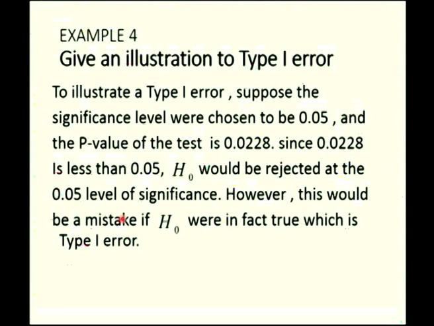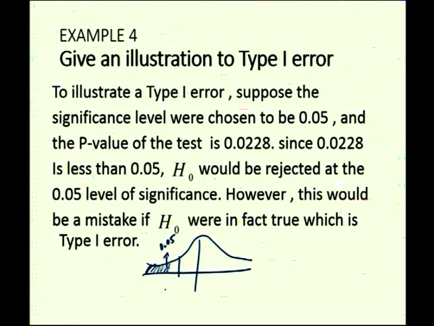So, let me draw the diagram and show you. This is the 0.05 area totally shaded, and if you take this area, this will be 0.0228. So, you can see 0.0228, that is 2.28 percent area, totally contained in the 5 percent area. This value is actually z equal to minus 1.65. Since 0.0228 is lesser than 0.05, you can see the area is totally lying in the critical region.